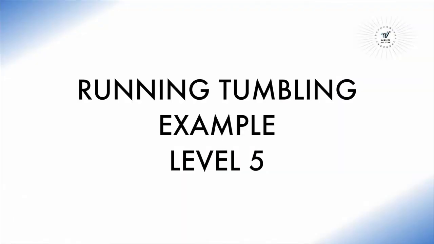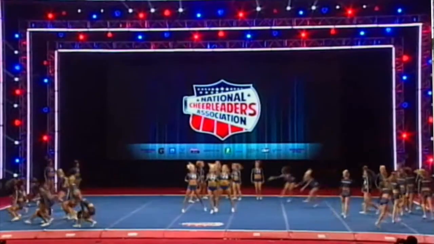Now here's an example of a level 5 running tumbling sequence. Remember, for the level 5 high sub-range, we are looking for elite level appropriate skills. So for level 5, this basically means any pass more difficult than a full, which includes front walkover through to fulls, front handspring through to fulls, punch front through to fulls, and double fulls.